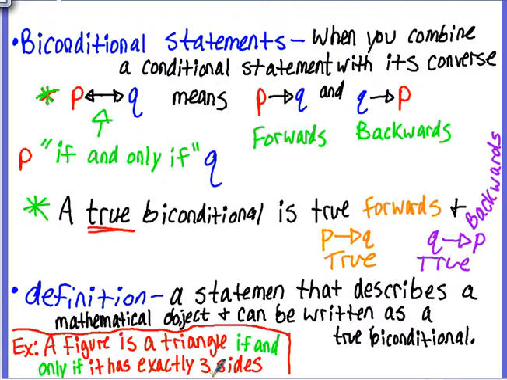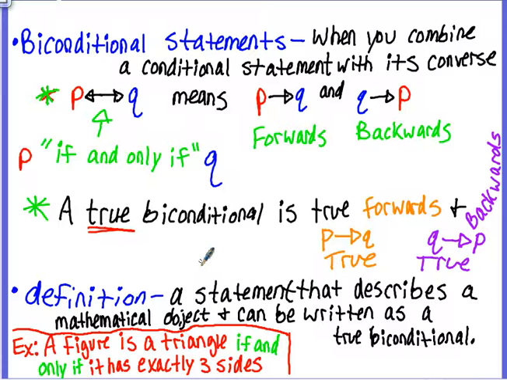And the good thing is, true biconditional statements make the best definitions when you're trying to describe something. A lot of times, the way you know a geometry or even a math concept is a great definition is if it's a true biconditional statement. So we're going to define definition. It's a statement that describes a mathematical object, and it can then be written as a true biconditional. So bear that in mind for quality definitions. They are true forwards and backwards.